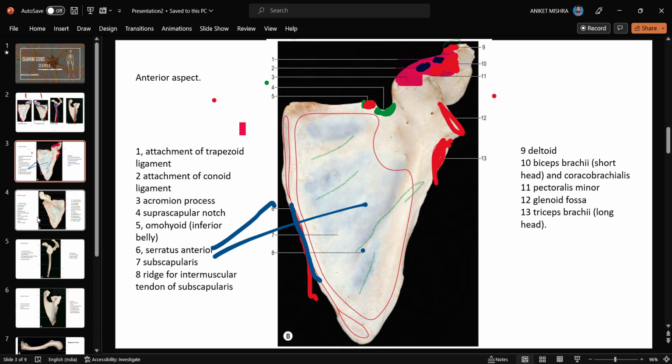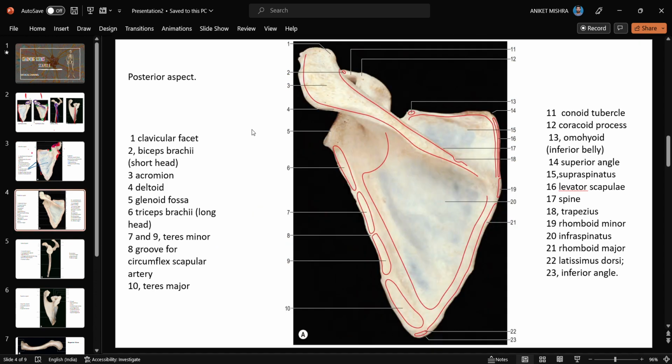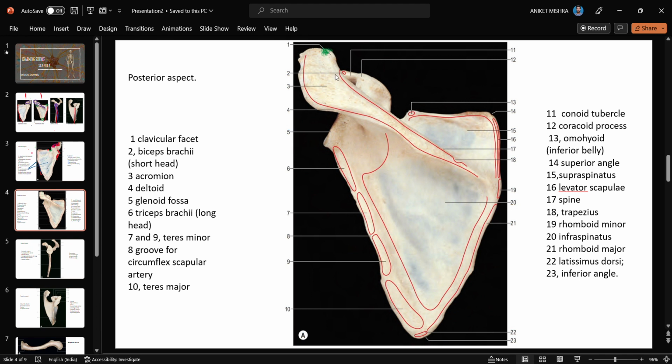When we look at the dorsal surface, first of all we see the clavicular facet where the clavicle is going to attach. Second is the origin of the short head of the biceps brachii. Third structure is the acromion process. The fourth one is the origin of the deltoid. Fifth one is the glenoid fossa.